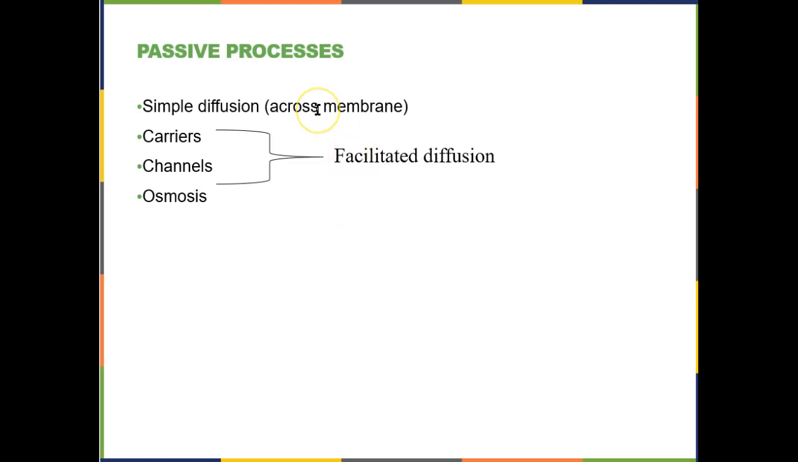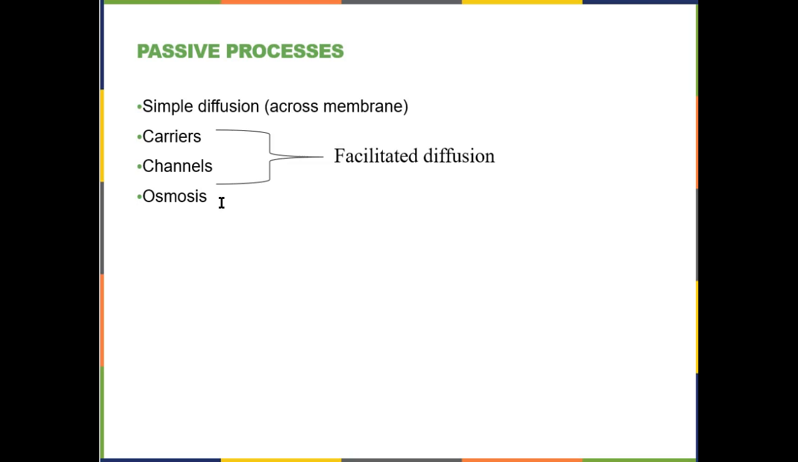First up is simple diffusion, which is when something crosses directly through the phospholipid bilayer. Then you have facilitated diffusion, and I changed this since I've posted it. I personally consider carriers and channels to be facilitated diffusion, and osmosis to be another form of simple diffusion. But what facilitated means, to back up for a second, is that there is a protein involved in the movement of the molecule, but that protein is not powered by ATP.